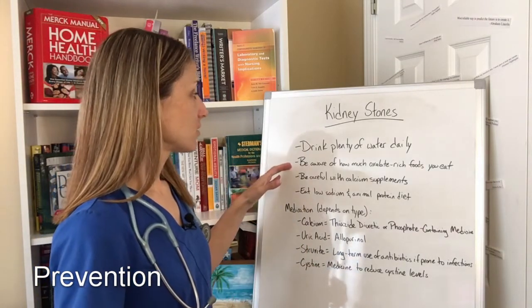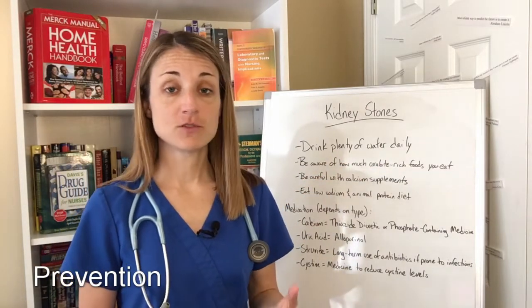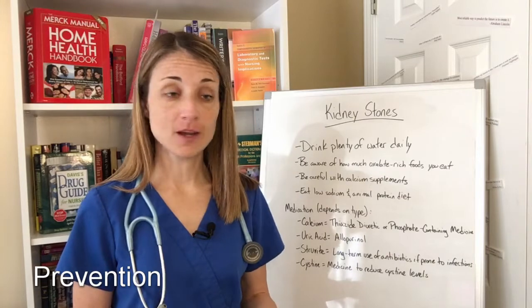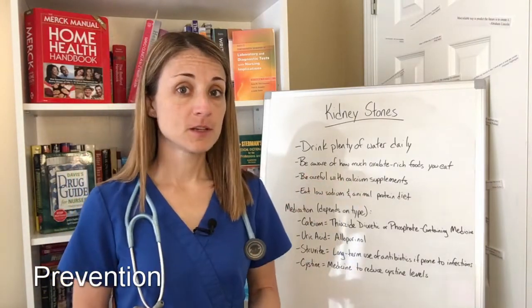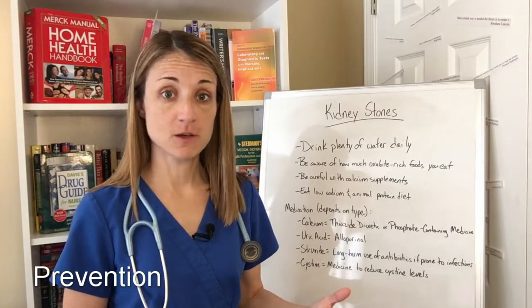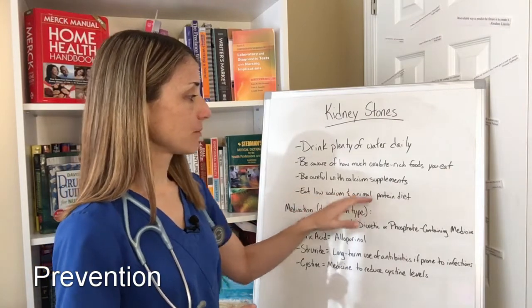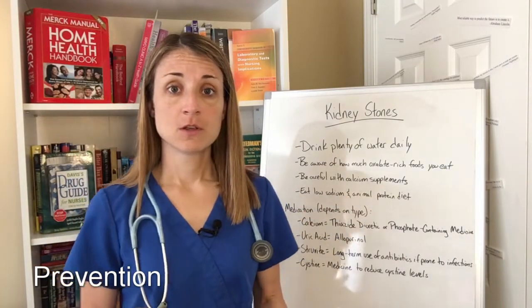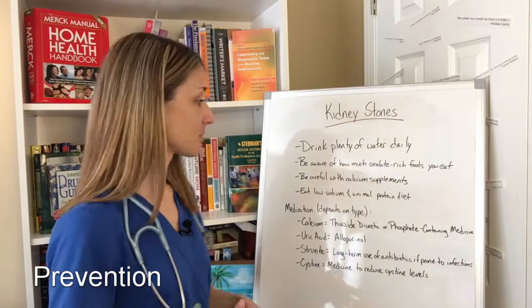The next thing is you want to be aware of how much oxalate-rich food you're actually eating, because obviously if you are eating too much, it can build up in your body. You also want to be careful with calcium supplements. Talk to your doctor before you start taking any of these if you have a history of kidney stones. And eating a diet that's low in sodium and animal protein is also essential. Sodium makes it harder for your body to process certain minerals.